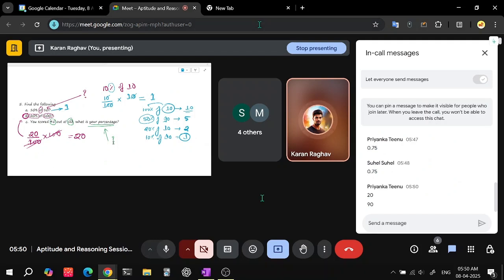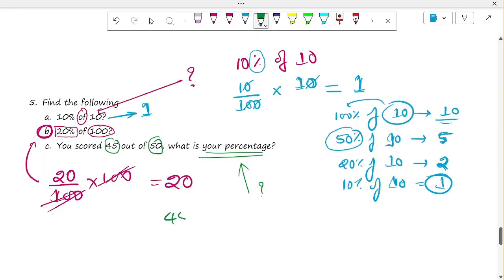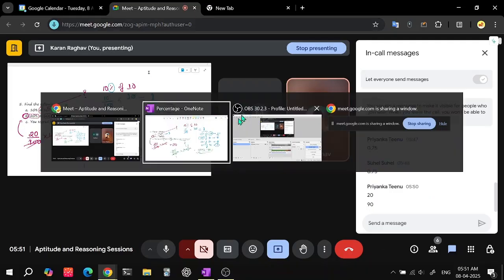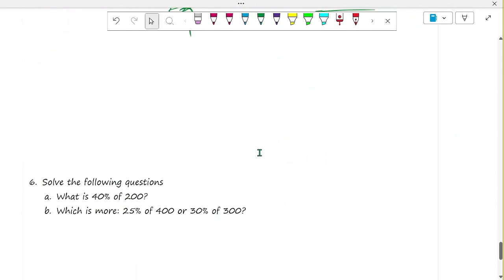Yes, I need the answer 90%. Yes, 45 divided by 50 into 100. So what you got? 45 into 2 is equal to 90. Good. Okay.